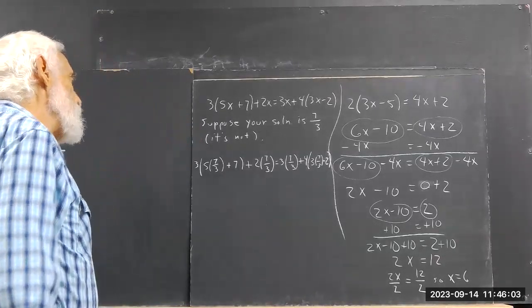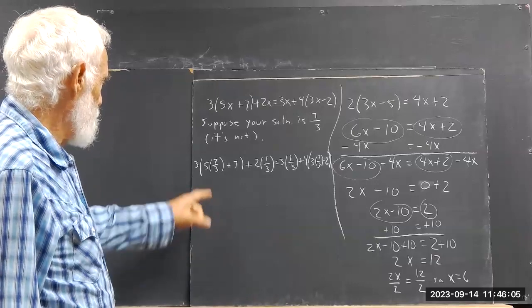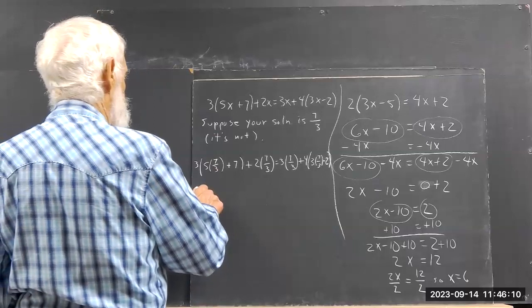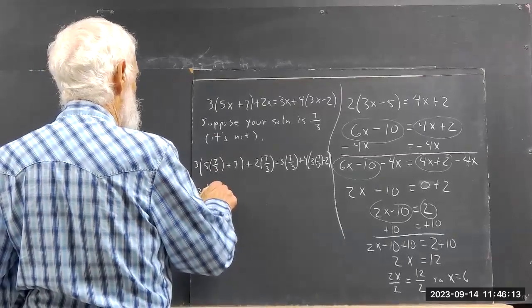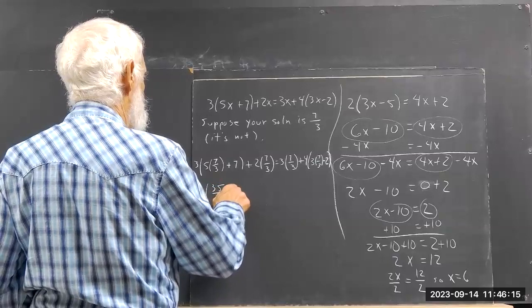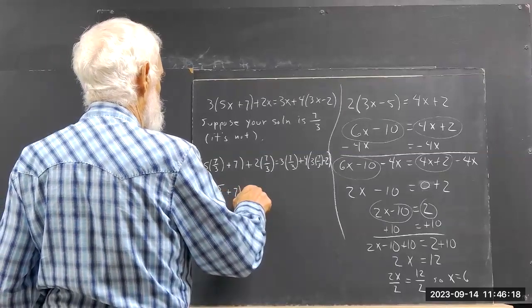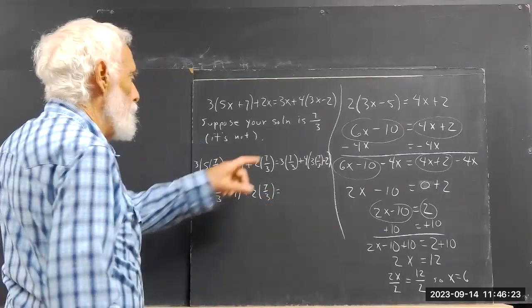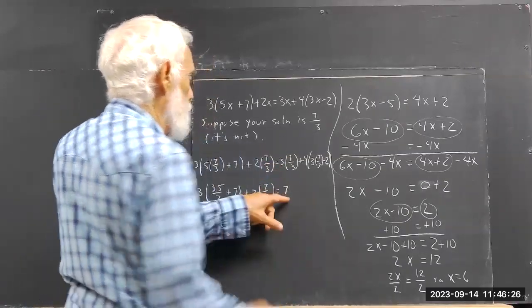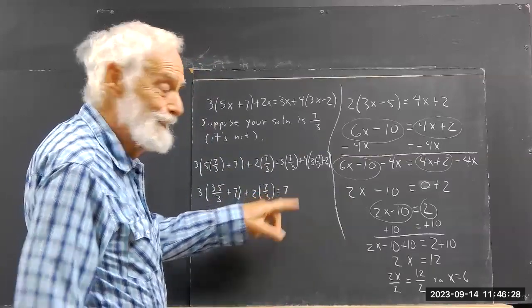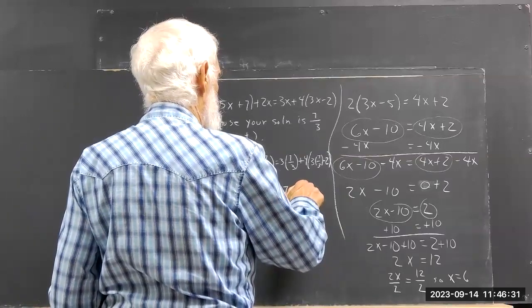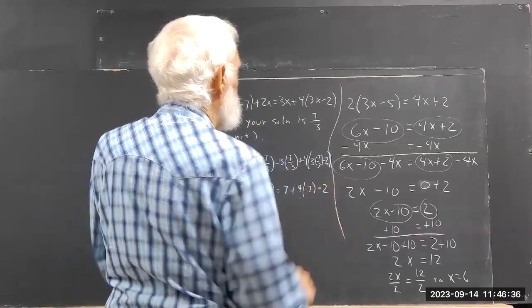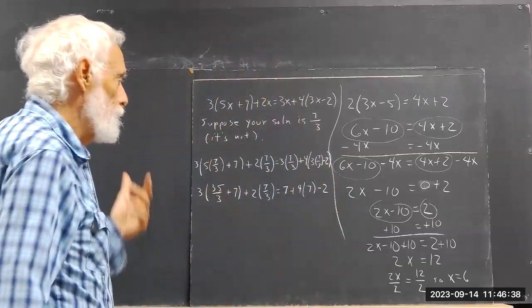Well, there are a couple of things we can do. It would make a certain amount of sense to do these multiplications inside the parentheses, right? So let's do that. Let's do 3 times 35 thirds plus 7, plus 2 times 7 thirds, equals 3 times 7 thirds, which is just 7. So we escape a fraction right there. Plus 4 times 7 minus 2. So on the right-hand side, in this case, all the fractions would disappear.